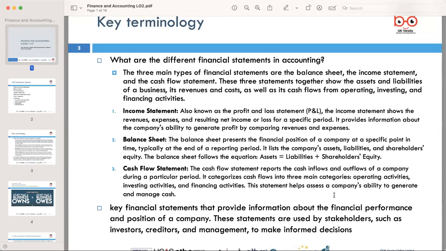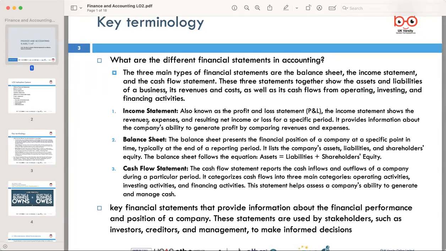The first financial statement is the income statement. The income statement, also known as the profit and loss account, as I told you before, presents a summary of a company's revenue, expenses, and resulting net income or loss for a specific period. It gives us a snapshot of the company's ability to generate profit by comparing its revenue and expenses.